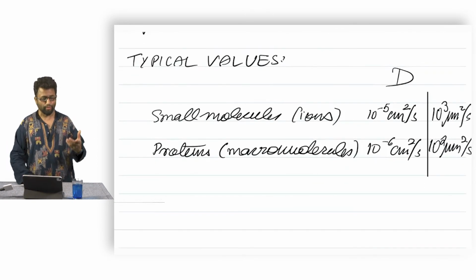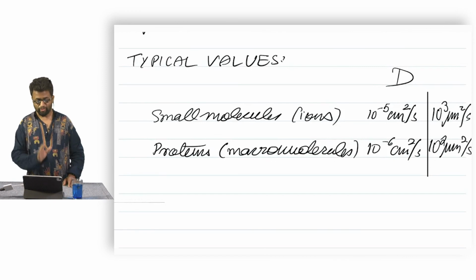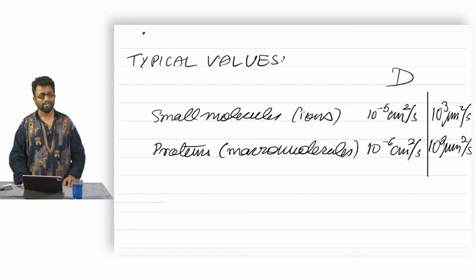Typical values of diffusion coefficient for biologically interesting molecules: for small molecules 10 to the power minus 5 centimeters squared per second, and for protein macromolecules 10 to the power minus 6 centimeters squared per second. I have also converted these into micron squared per second for you, 1000 and 100 micron squared per second respectively for small molecules and proteins.